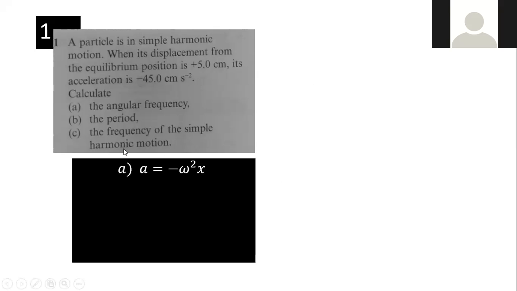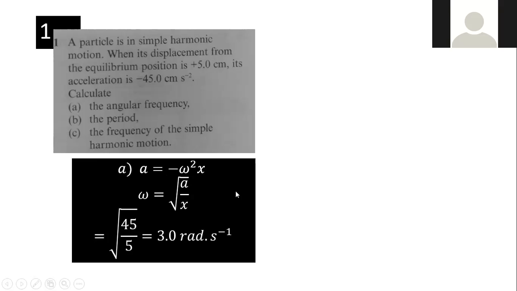Use the definition. a is equal to minus omega squared x. Then you can put in your values to find your omega. Omega is just, don't worry about the negative sign, negative is just the direction, a over x. Put in your value of a and your value of x. Get 3 rad per second. Then period is just 2 pi over omega. Right? Omega, we will calculate. Put in your value and calculate. Frequency of a simple harmonic motion, frequency is 1 over T.